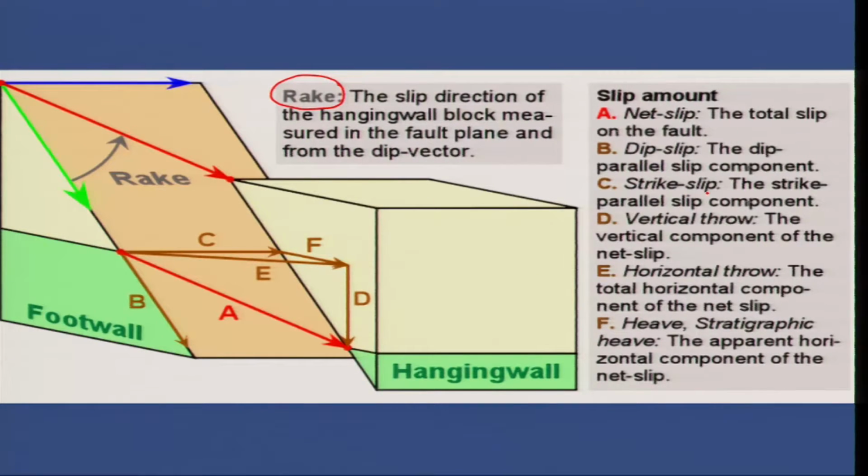Then we have the strike slip. Strike slip is this one. Along the strike, how much it moved, that is C. Then we have D, the vertical throw, as we were talking about. Then we have E, the horizontal throw, how much is the horizontal throw here. Then heave, again that is the horizontal component. The heave is this one, this is F.